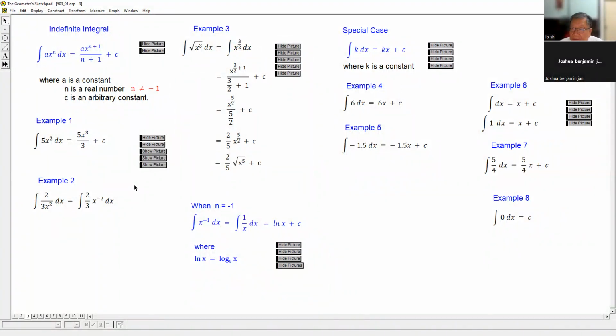Can you understand what I'm doing? Yes. Numbers, don't do anything to them. Just leave them as they are. Now it's 5, you just leave it as 5. Now it's 3 over 2, you just leave it as 3 over 2. Then this x becomes x to the power -2.